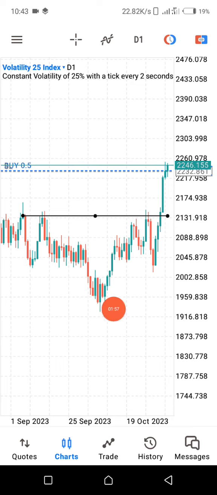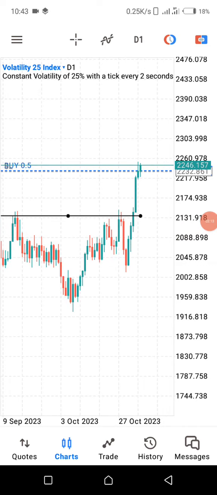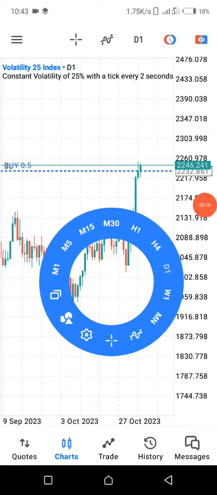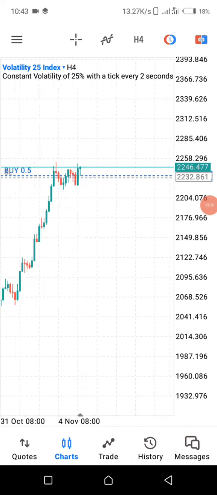So I didn't see this when it was forming, else I would have entered the market from here, would have gone down to the smaller time frame to find a good reversal pattern from this place. But that's by the way. So now I was able to enter from here because I think I went down to H4.